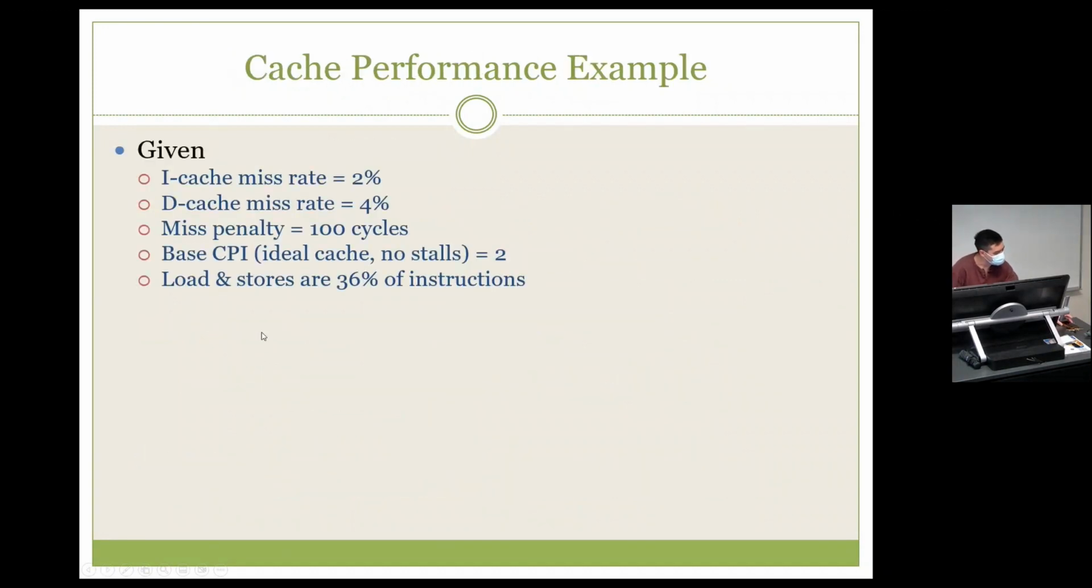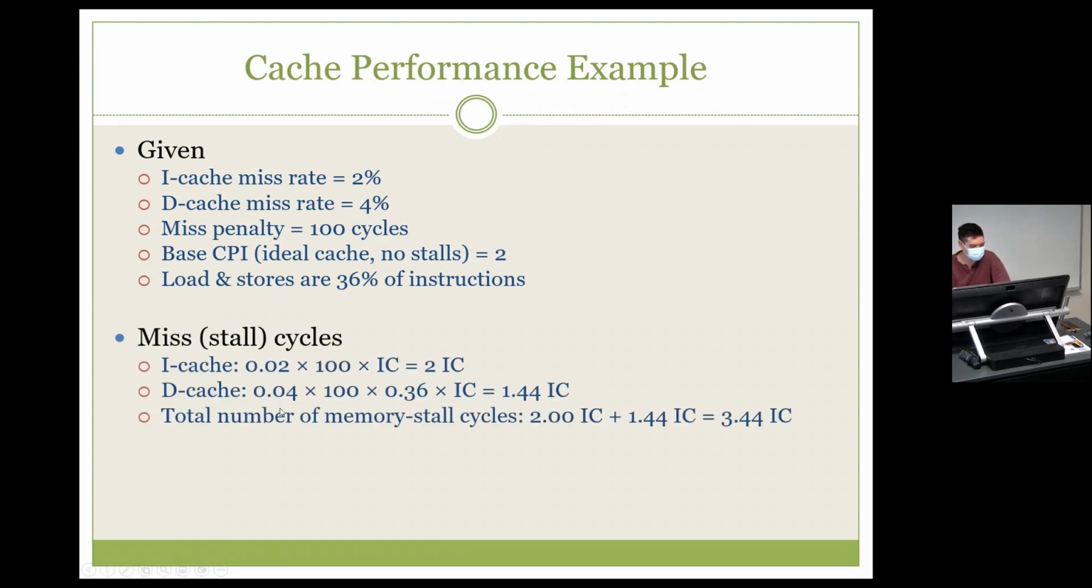All right, here is an example. So I have an iCache miss rate of 2%, a Dcache miss rate of 4%. My miss penalty is 100 cycles. My base CPI is 2, and loads and stores are 36% of my instructions. So here are my stall cycles. So this is my miss rate. This is my penalty. This is my number of instructions.